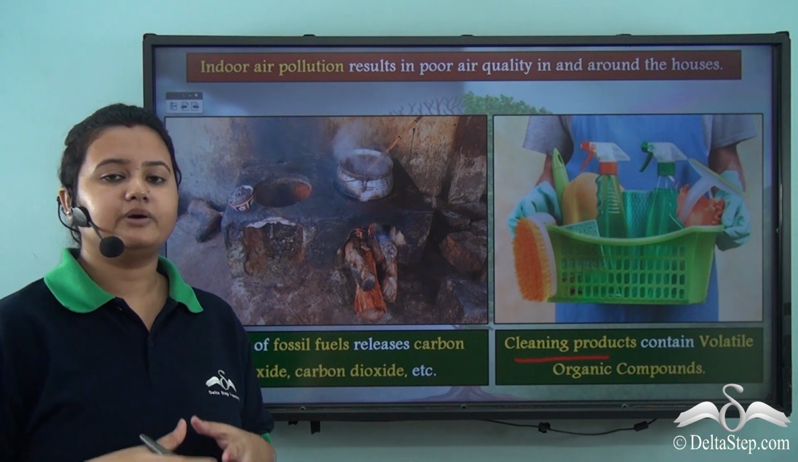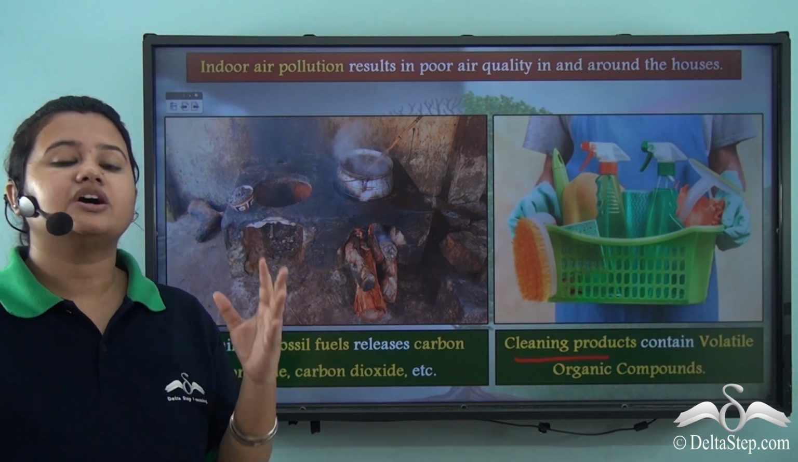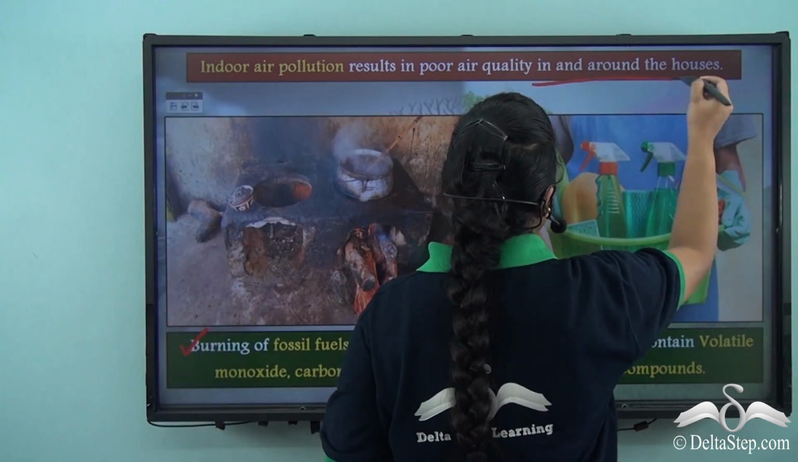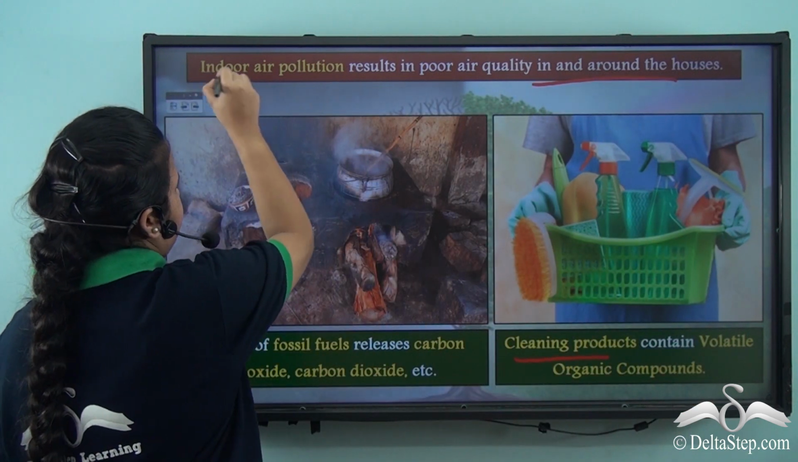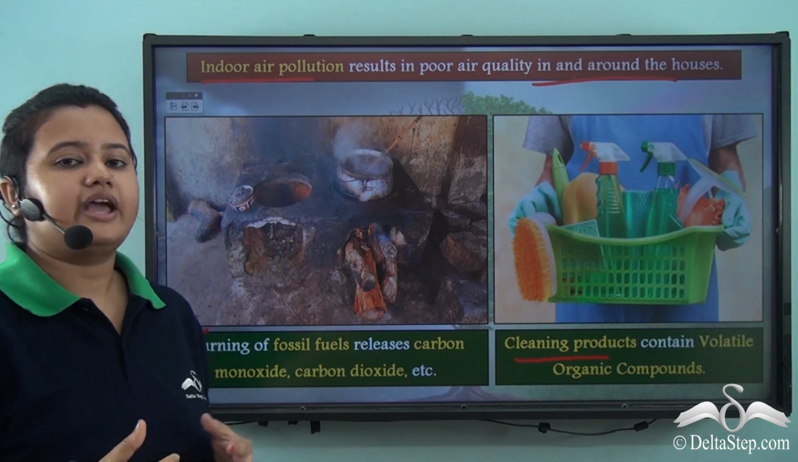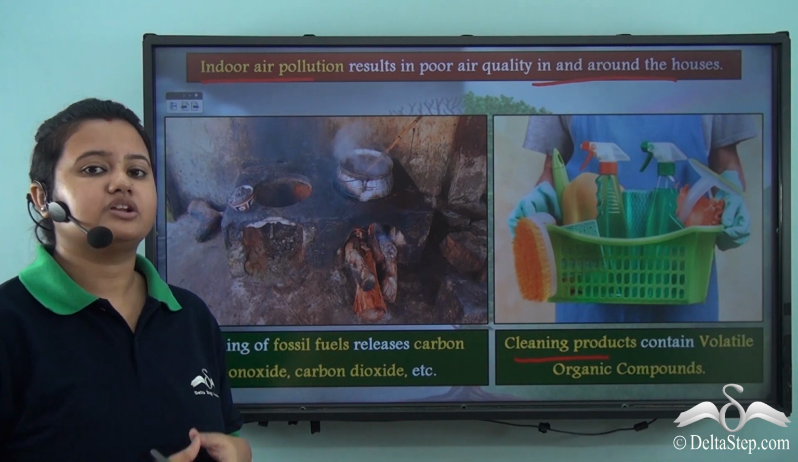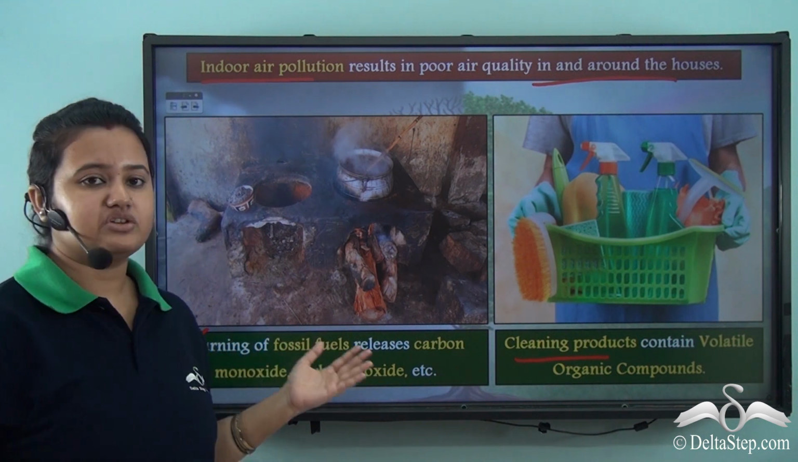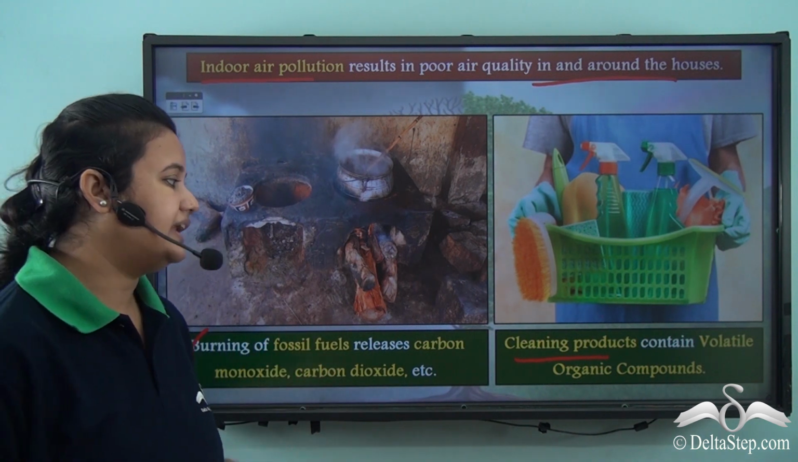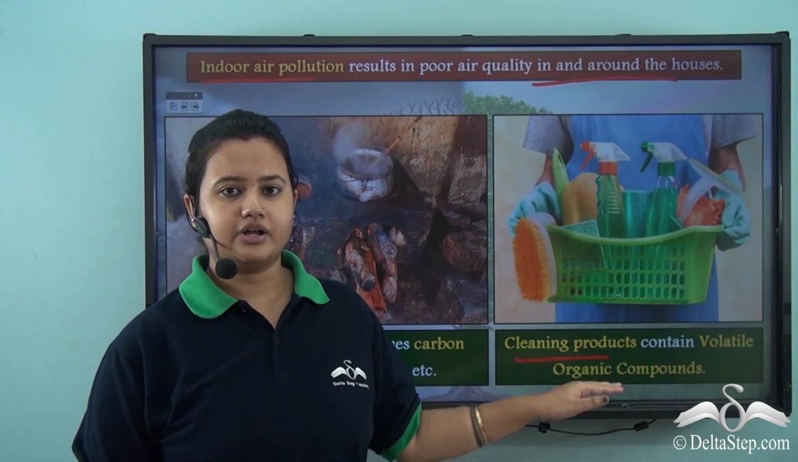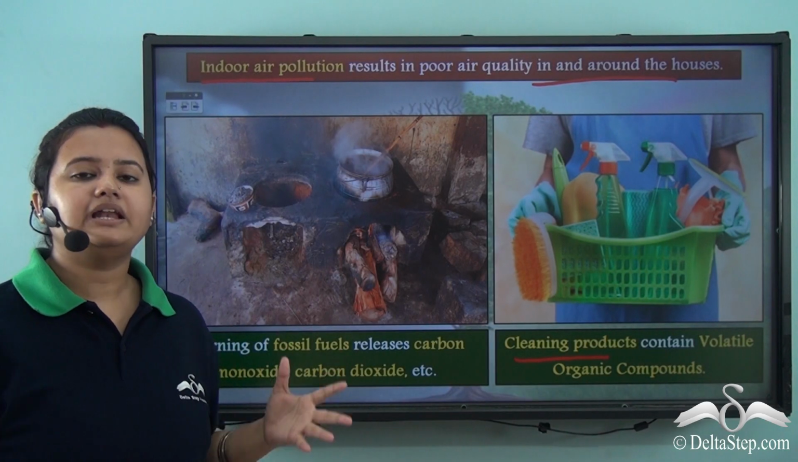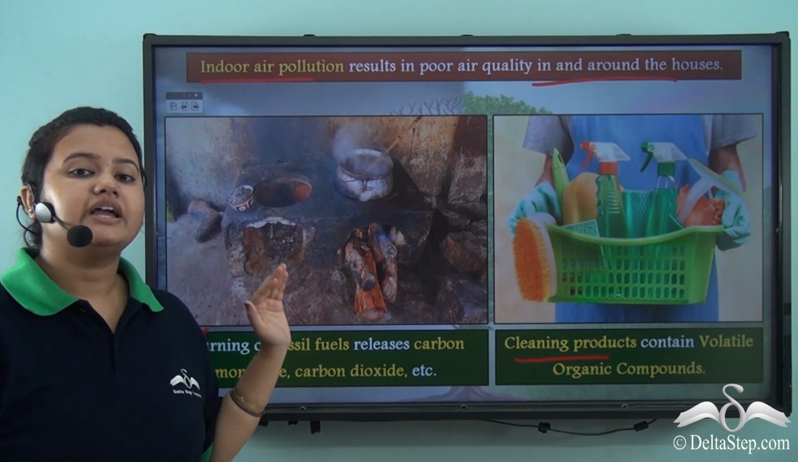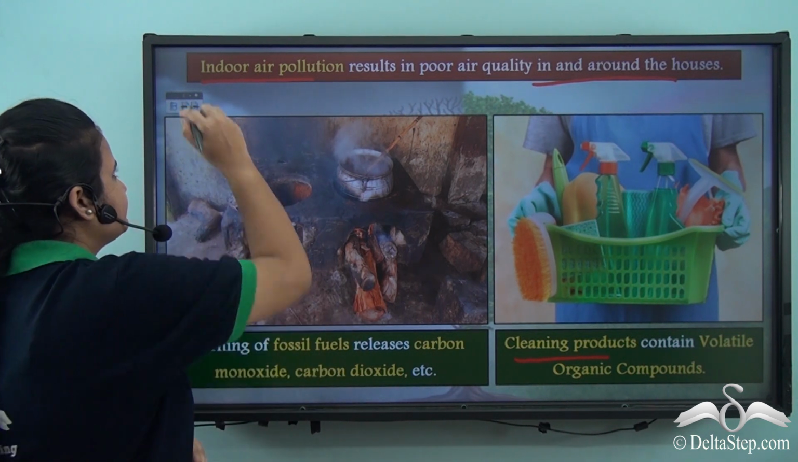Now this type of pollution that degrades the quality of air present in and around our houses is known as indoor air pollution. And indoor air pollution is caused by these two factors, that is, burning of fossil fuels in our kitchens and using household cleaning products. Women who are mainly engaged in household work are mostly affected by indoor air pollution.